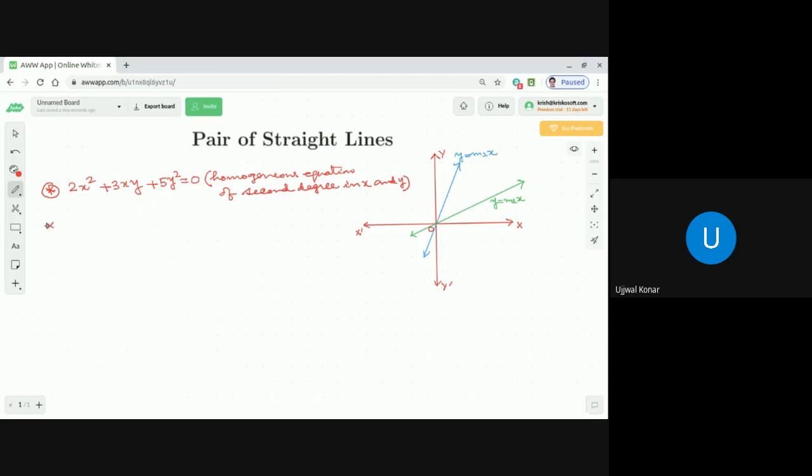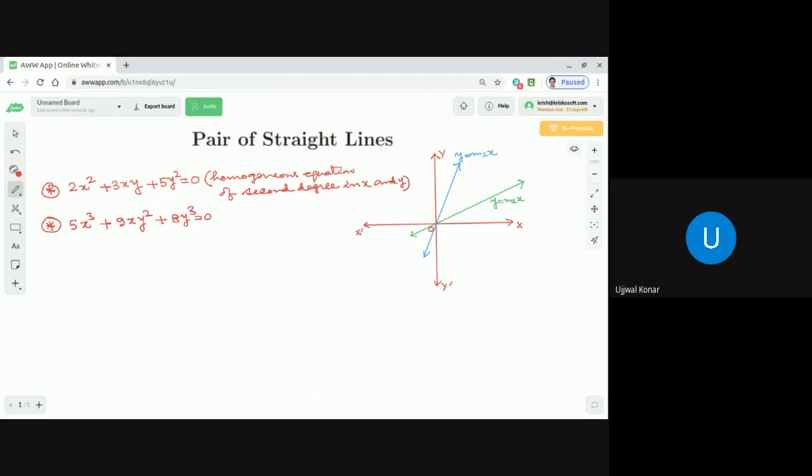So how does it look, dear students? It will be something like this. Suppose I write 5x cube plus 9xy square plus 8y cube equal to 0. Why? If you see each and every term in the left hand side, the power of x is 3, the power of y is 3, and x and y together is 3. You see, in the second term, for example, it is 9xy square. What is the power of x and y together? It is 1 plus 2, that is 3.